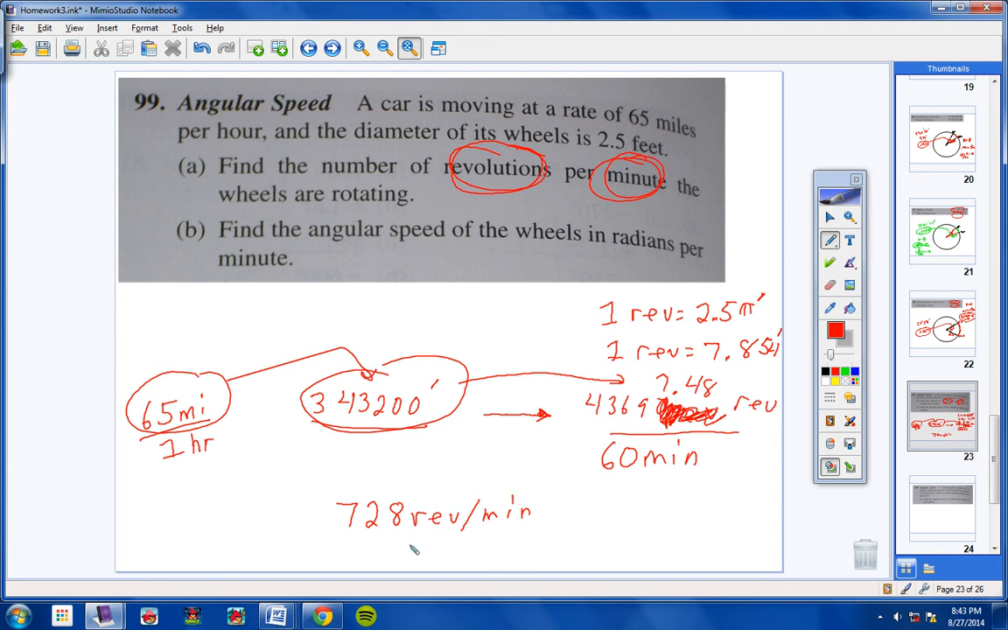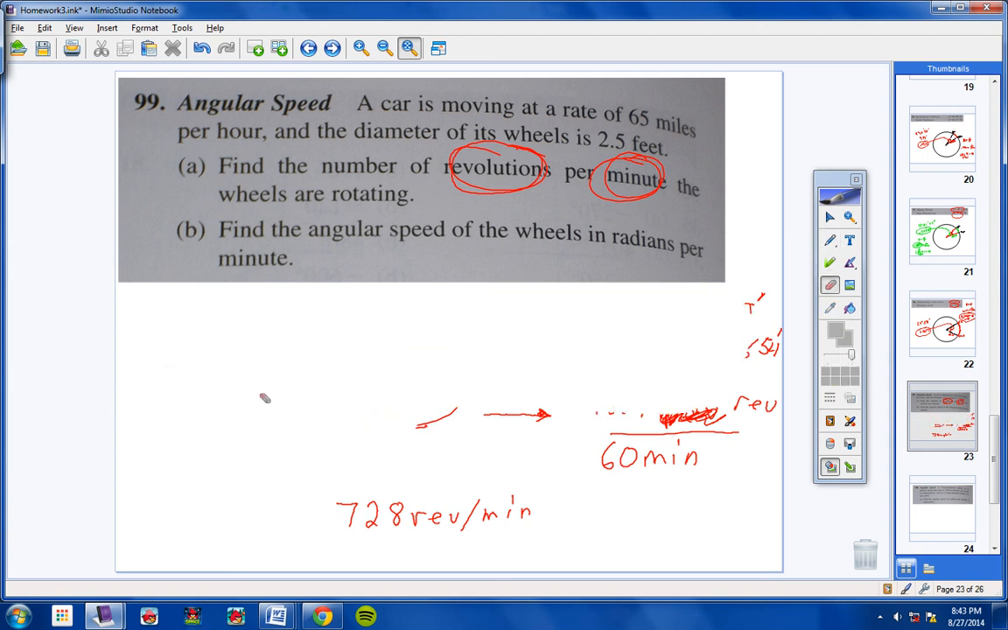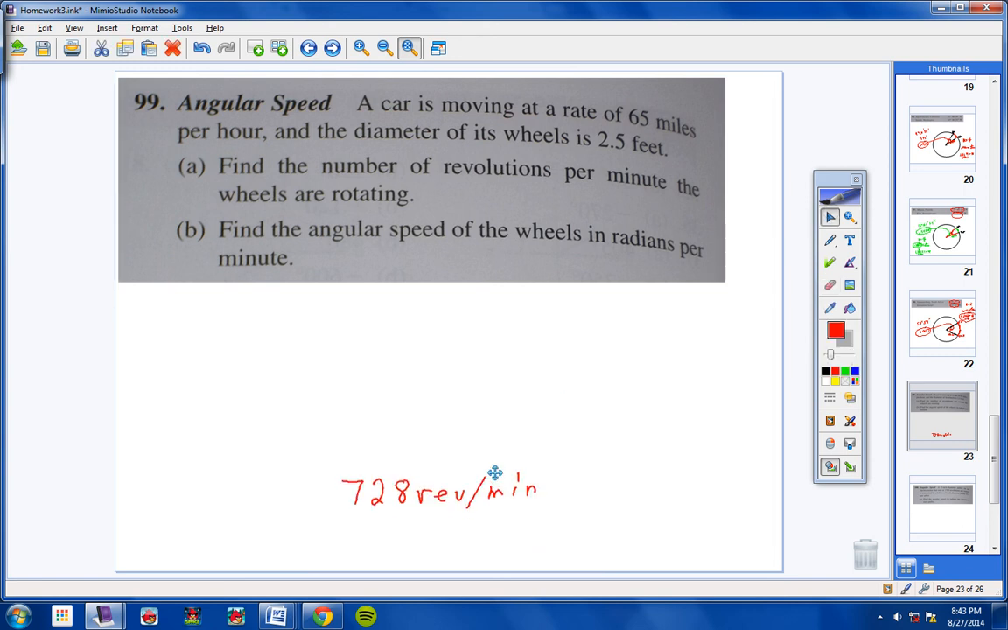Got it? Okay. Now, if not, you might want to back this up and watch it again, okay? Because you got to really make sure you understand what I did there. Now let's move on to part B. So here's the answer to part A. We're going to use part A to solve part B. Now here's part B. Find the angular speed of the wheels in radians per minute.